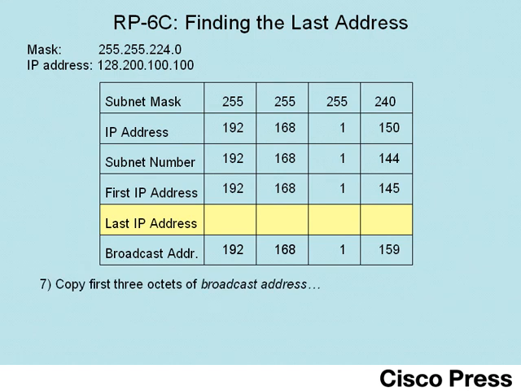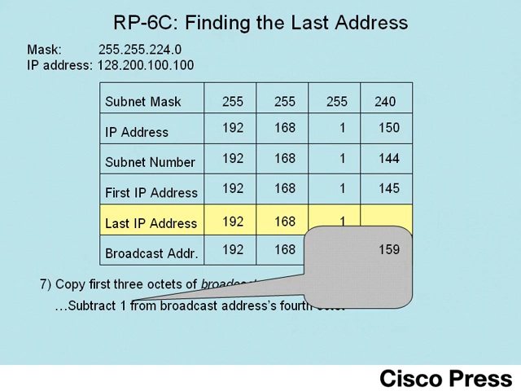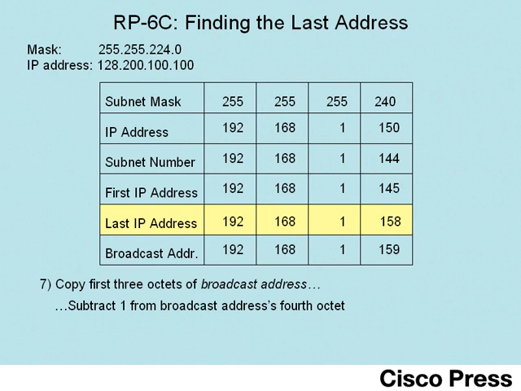Next, at step 7, the process finds the last IP address in the range of assignable addresses in the subnet. At this step, you copy the first 3 octets of the broadcast address into the last IP address row, and then you subtract 1 from the last octet of the broadcast address. In this case, that's 159, so 159 minus 1, of course, is 158, giving us a last valid IP address of 192.168.1.158.